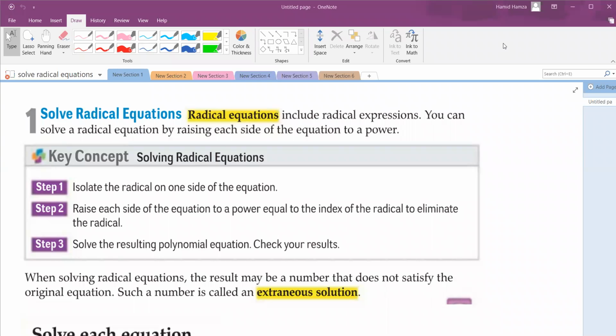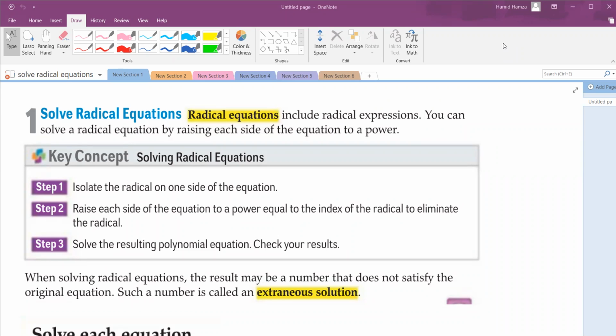Today's lesson is about how to solve or deal with radical equations. A radical equation means an equation containing a root, square root, cube root, and so on like this.